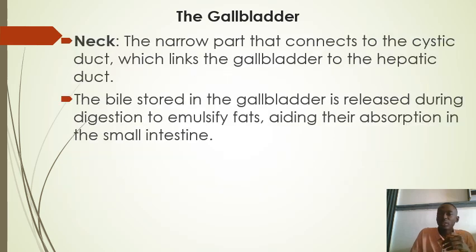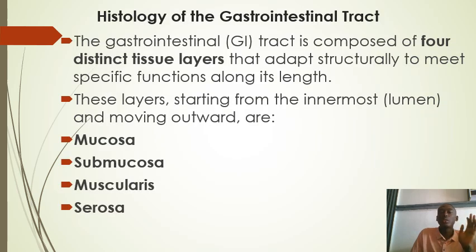The bile stored in the gallbladder is released during digestion to emulsify fats, aiding their absorption in the small intestine. Now to the histology of the GIT. The GIT is composed of four distinct tissue layers that adapt structurally to meet specific functions. Let us go through these layers, starting from the innermost and moving outward to the outermost.